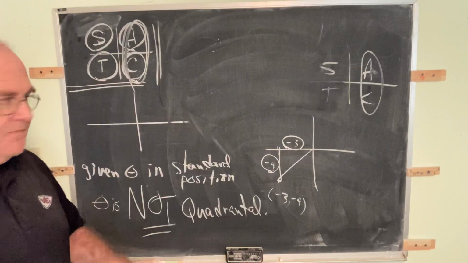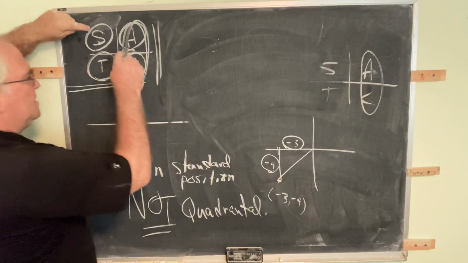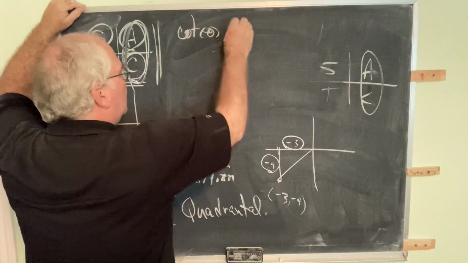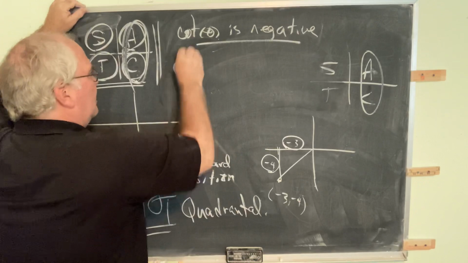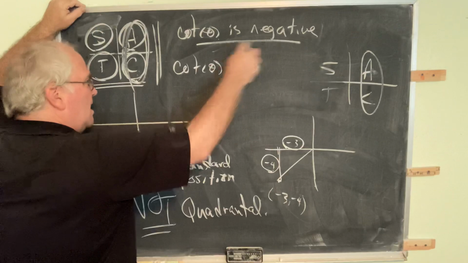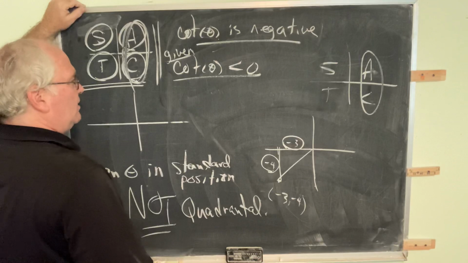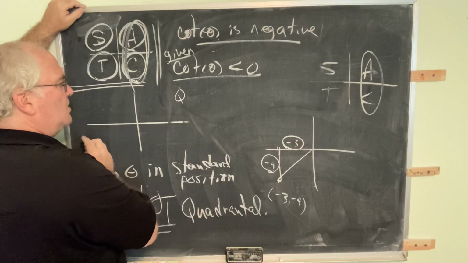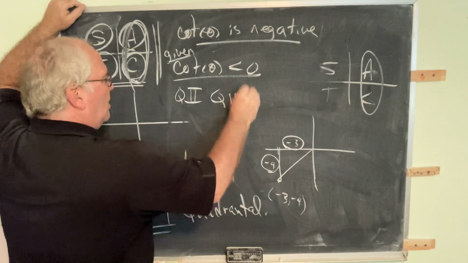Whereas cotangent, negative. Cotangent agrees with tangent. Tangent's positive here, therefore it's negative here. Cotangent is negative in quadrants 2 and 4. Remember, cotangent is negative is the same thing as saying less than 0. Less than 0 means negative. So if you're given cotangent theta is less than 0, that's cotangent's negative. That means you know you're in quadrant, you tell me, where's cotangent negative? Yeah, quadrant 2, quadrant 4.